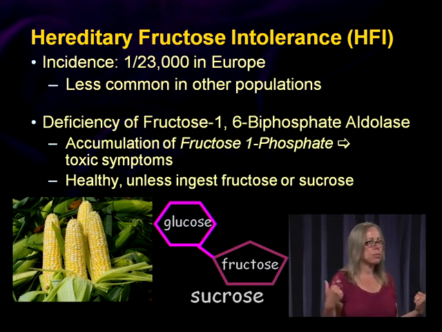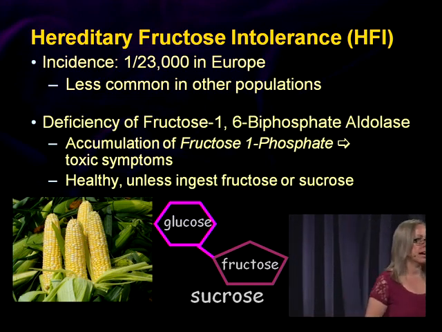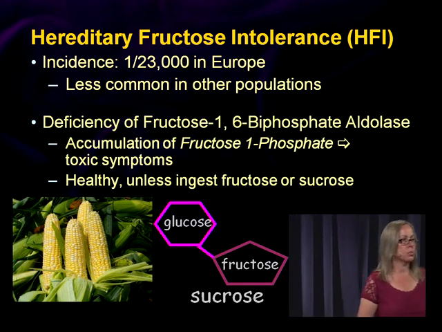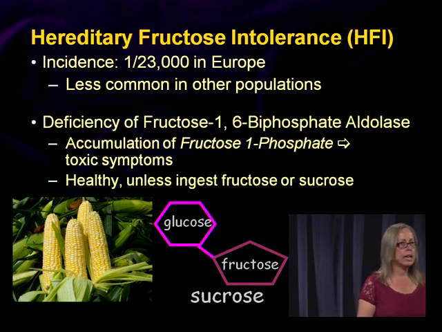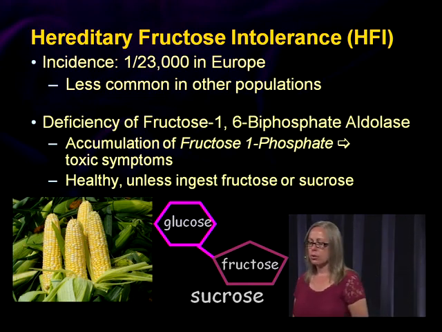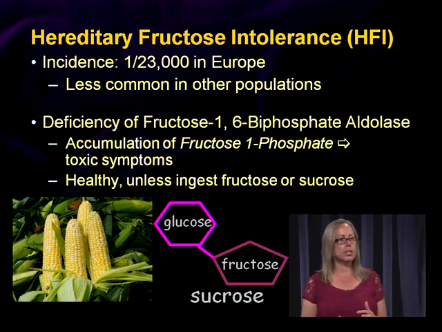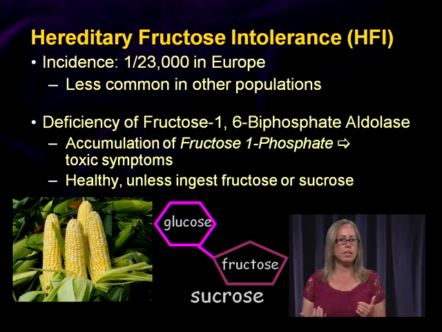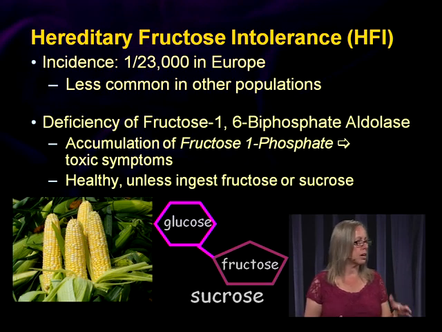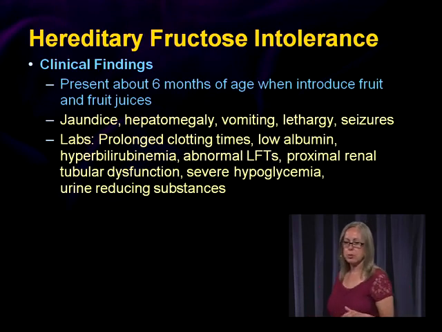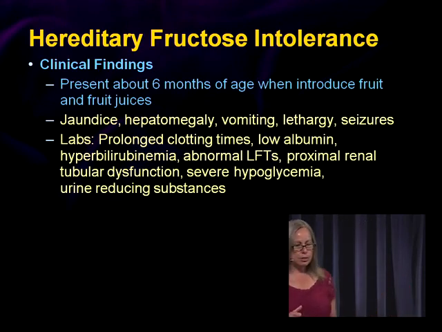So what do we put in everything now? High fructose corn syrup. Remember, I'm from Iowa. We put corn in everything. So it's really easy, once you get to about 6 months of age, to give your kid something that you don't think has any fructose in it, but it's been artificially sweetened with high fructose corn syrup. So you typically present at about 6 months of age when you introduce fruit and fruit juices.